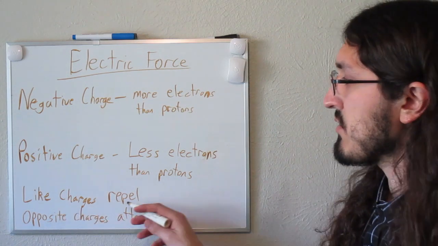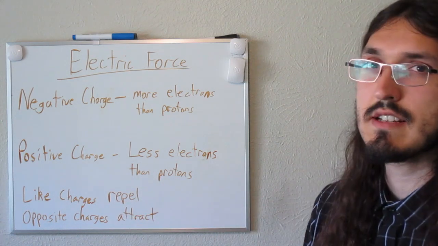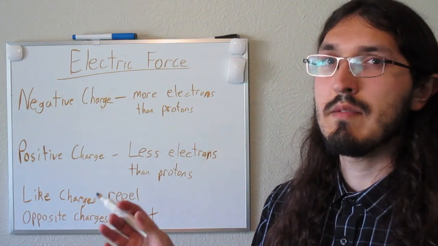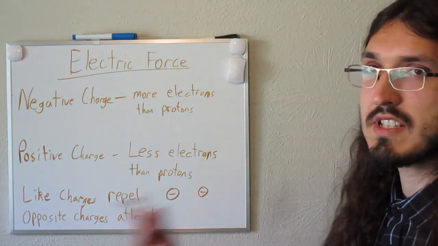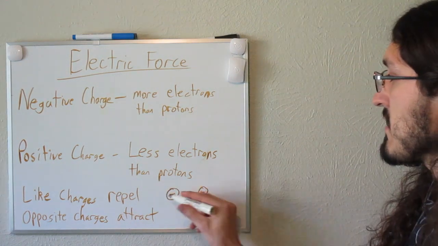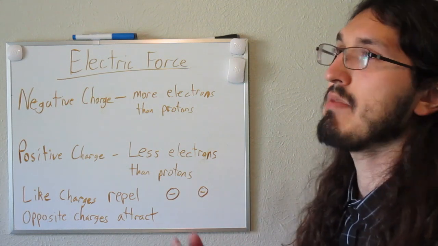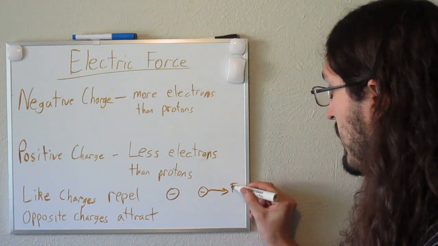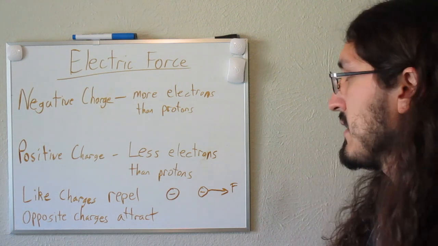Okay, so like charges repel. This means that positive charges repel other positive charges and negative charges repel other negative charges. So if I have two electrons put close to each other, they would feel a force that goes the opposite direction. So if I draw this in a picture, I have two electrons here. Because they're close together, they're each going to feel a force in the opposite direction. So this one on the right will feel a force to the right, and the one on the left will feel the same force to the left.